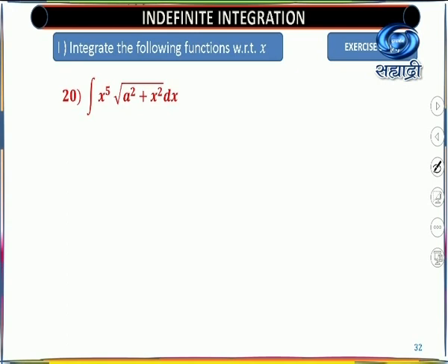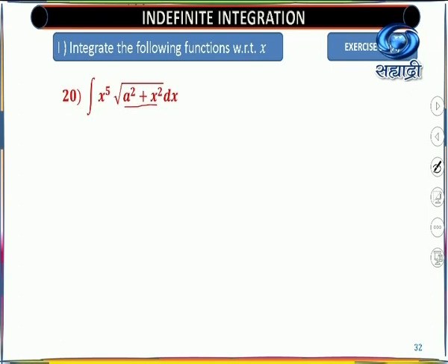Now look at here. We don't want anything inside the root sign. So that will be simplified and you will get the power, so that you are able to expand the power. So how to expand the power? First of all, you need to substitute.